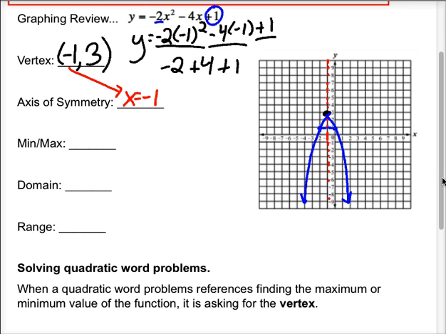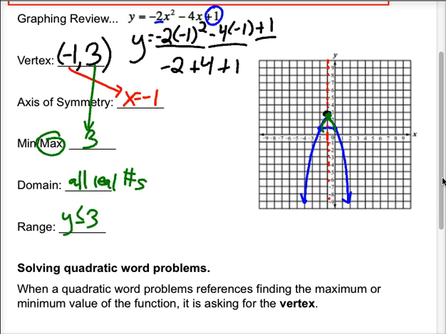Now let's focus on the rest of the vocab. So notice it is on top. It is the maximum value, and the maximum value is up at 3. Domain, we love domain. It is all real numbers. And then the range, we're looking back at that 3 that we're starting up top. And then we notice everything is going down from it, underneath. So that y is going to be everything less than or equal to that 3. So that's a little review on graphing these things.